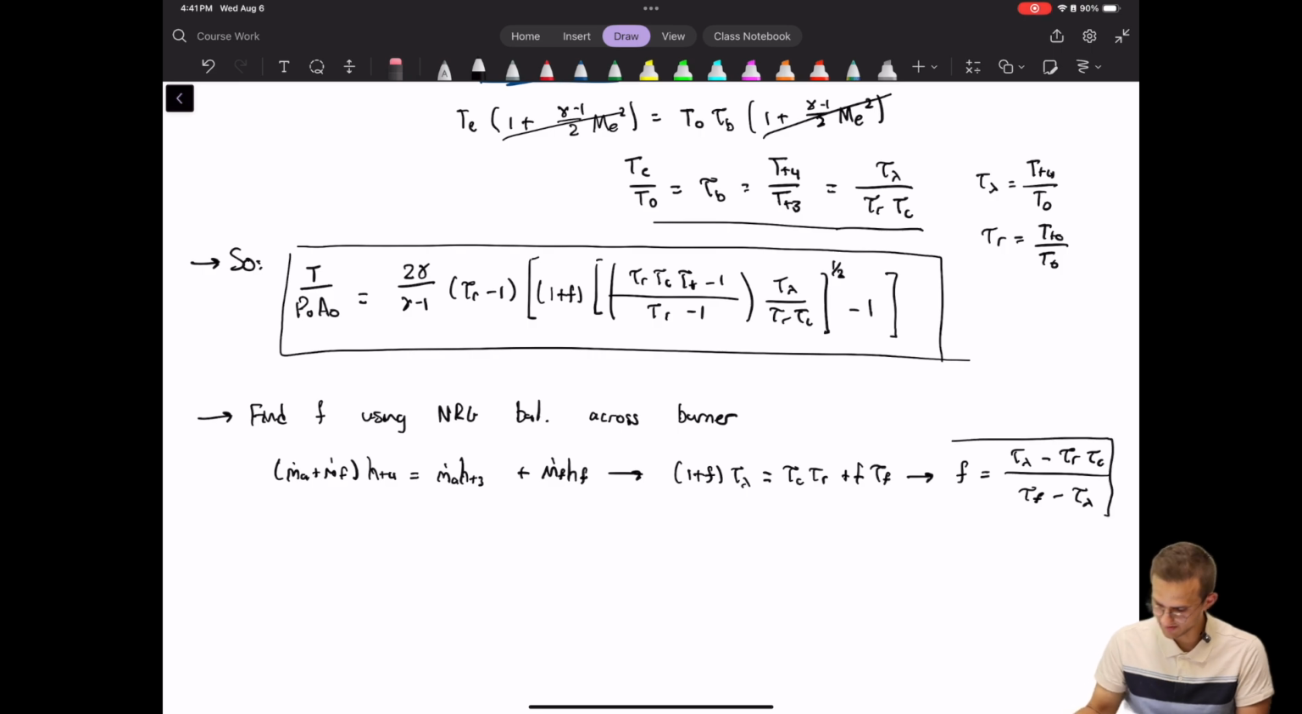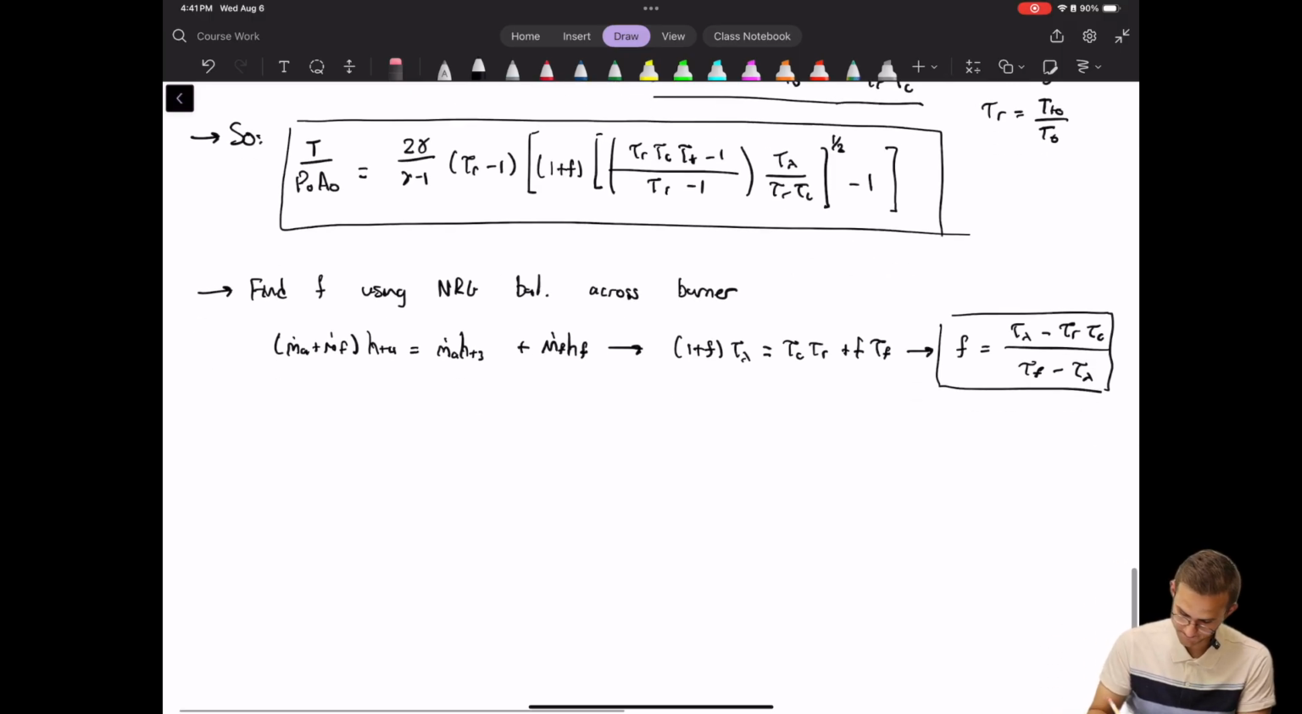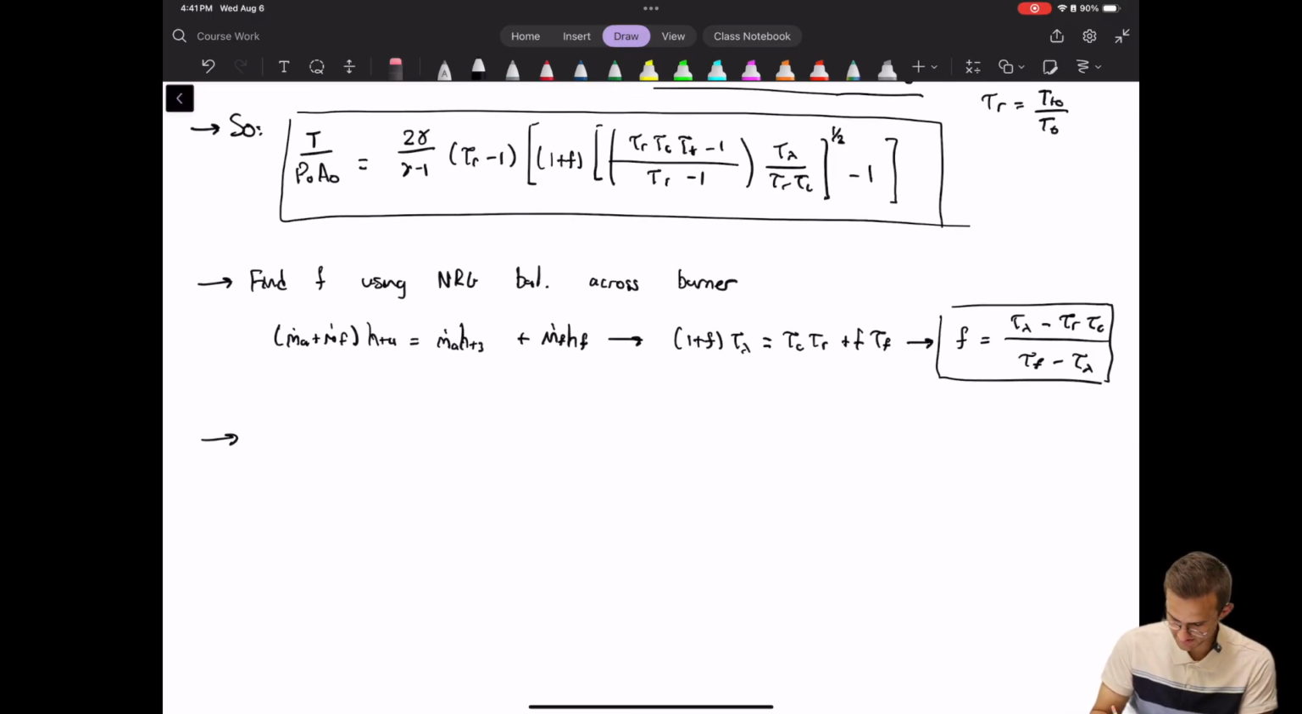Okay? And that's a little bit more general. That should work across the burner in general if you want to write F in terms of those engine parameters. Okay? And so in the end, we can say that the non-dimensionalized thrust, T over P naught A naught, is some function F of tau R, tau C, tau lambda, and tau T.